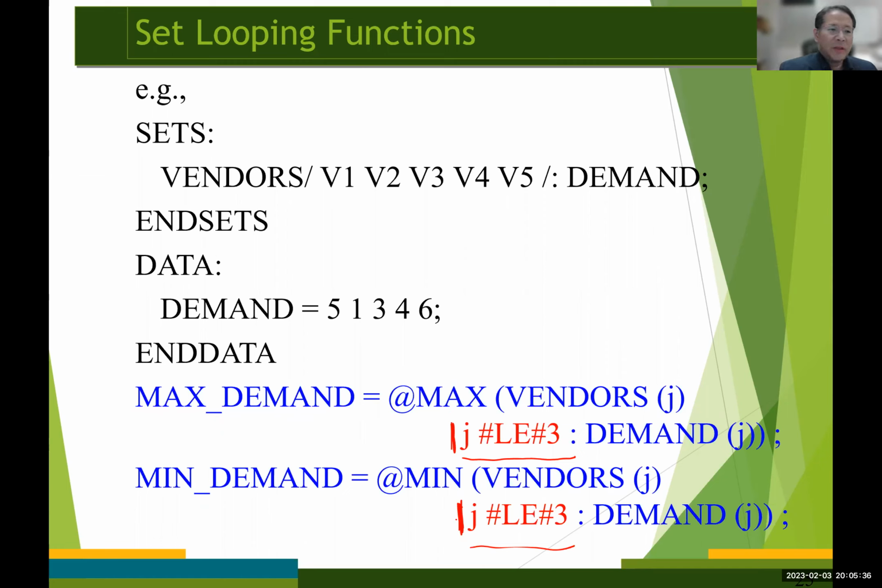Lingo returns the minimum value and the maximum value of how much? It's going to be 5, right? And this is going to be 1, right? So considering only the first 3 values, the maximum value is going to be 5, and the minimum value is going to be 1, right?